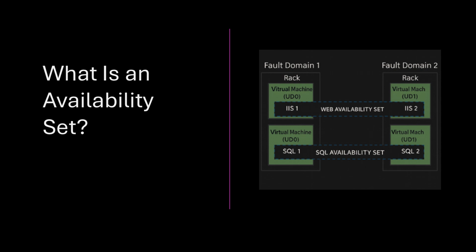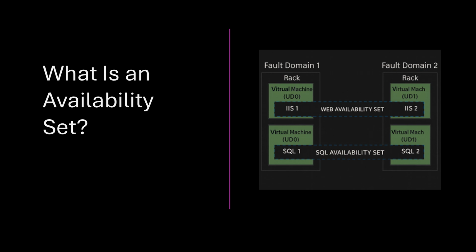An availability set is a logical grouping of related virtual machines. You use it to ensure that your VMs are deployed across different hardware resources in Azure. This grouping helps you prevent a single point of failure. If there's a physical hardware issue, or if the platform undergoes maintenance, only a subset of your VMs is affected, keeping your application available to users.